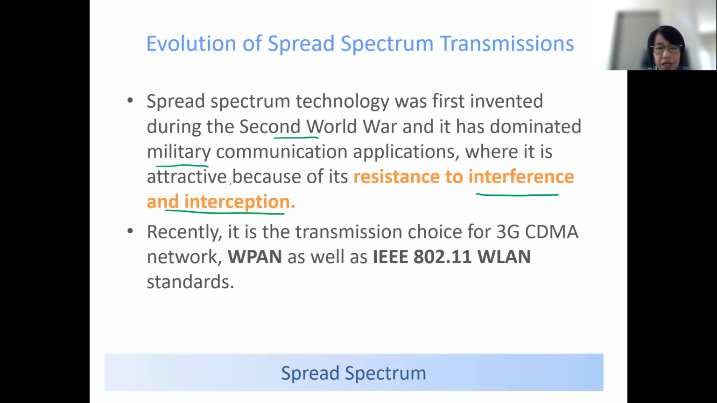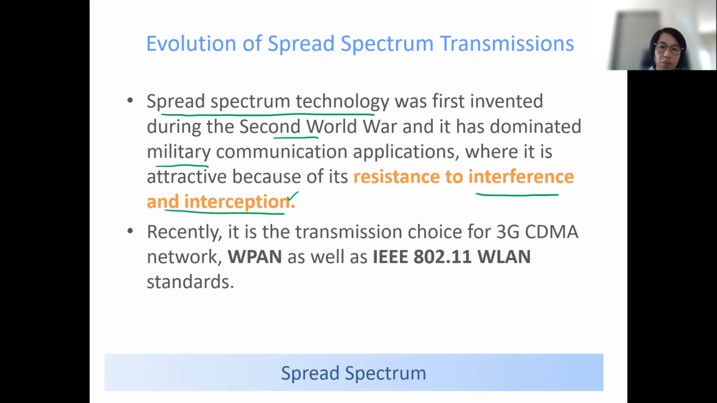In the military, you have to watch out for the enemy, right? The enemy is a kind of interferer, and a kind of interceptor also. The military sector wants to avoid this situation, to avoid the interference and also interception, and then spread spectrum technology was invented.